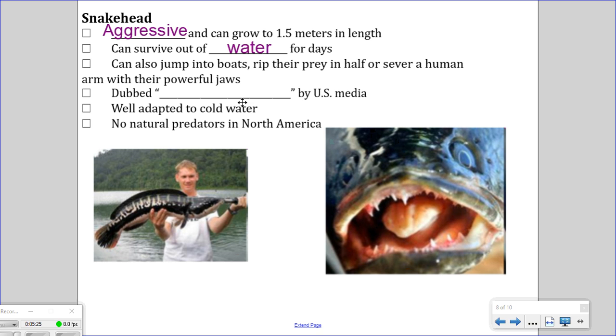So this particular fish has been dubbed Frankenfish by the U.S. media because it has the head of a snake, or a head that looks like a snake, and the body of a fish. So it looks like these two things are jammed together to create this monster. This particular fish is well adapted to cold water, and there are no natural predators in North America. So this particular species is rather aggressive.